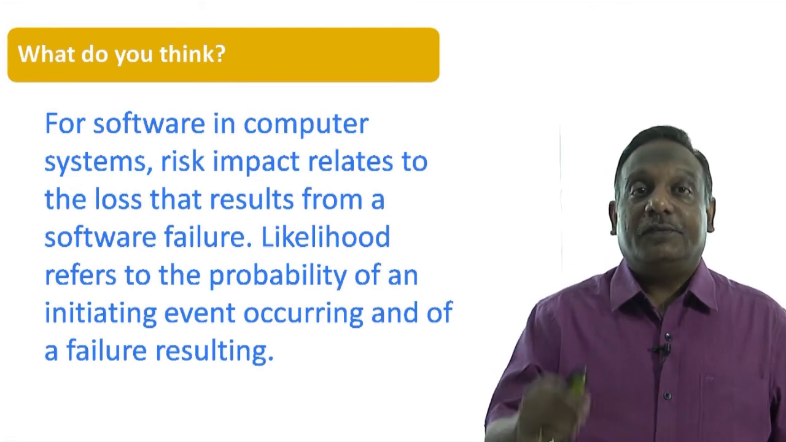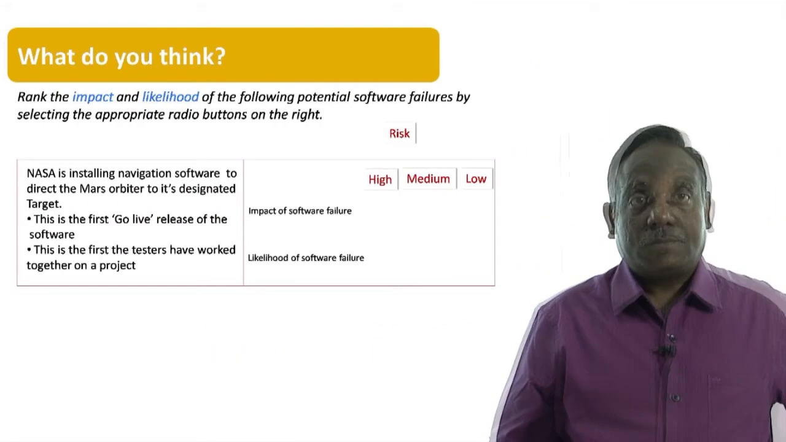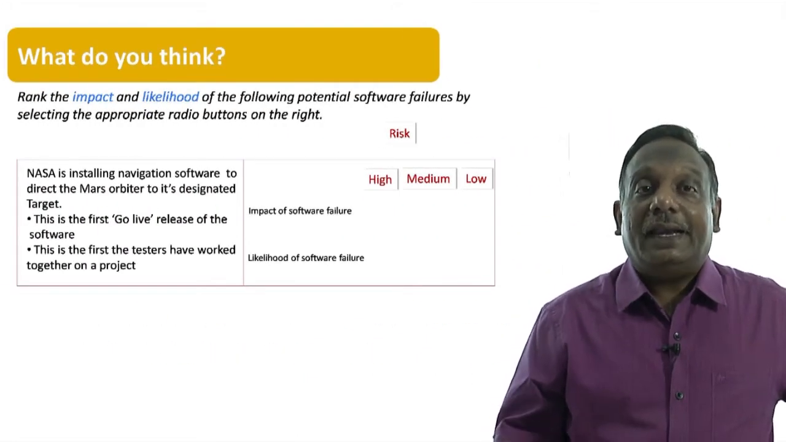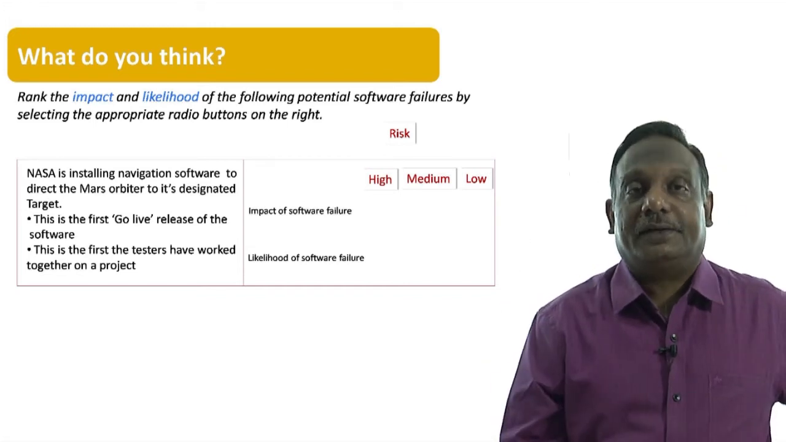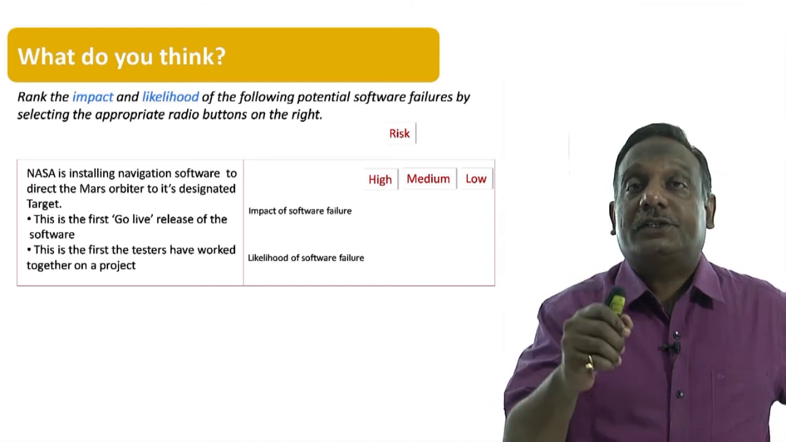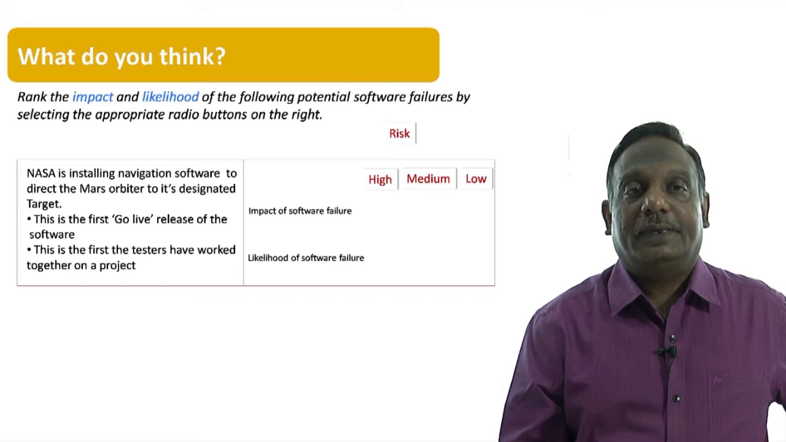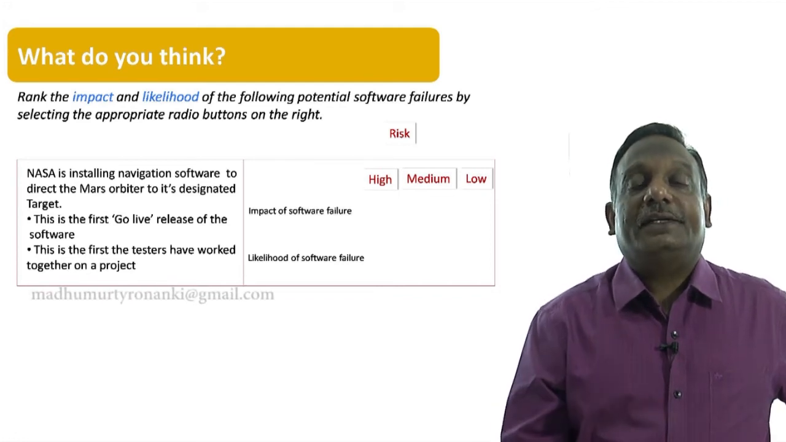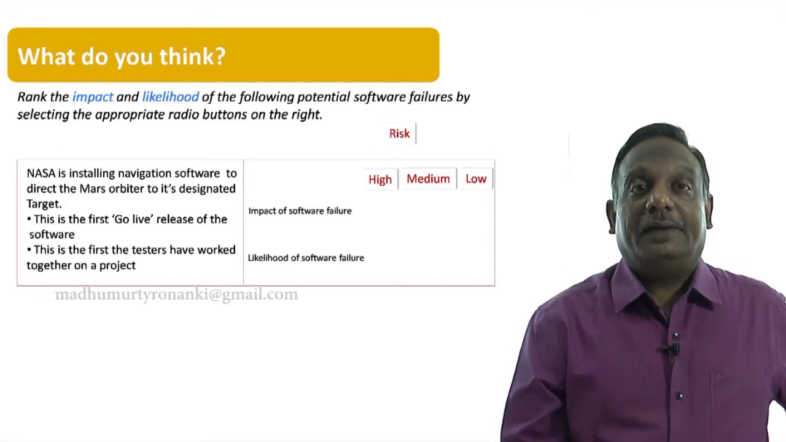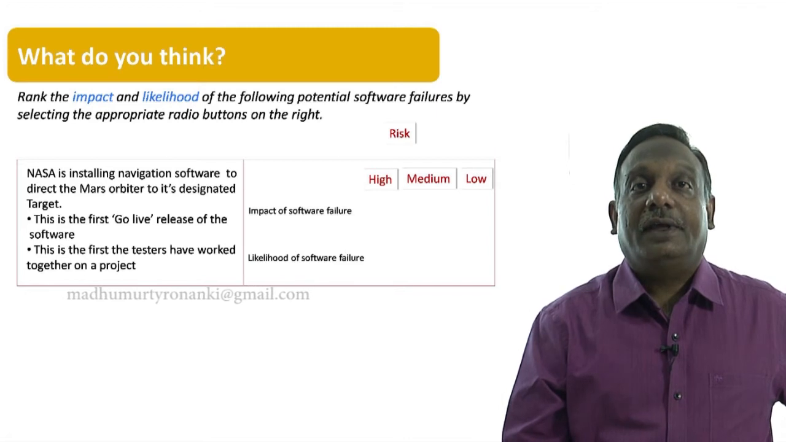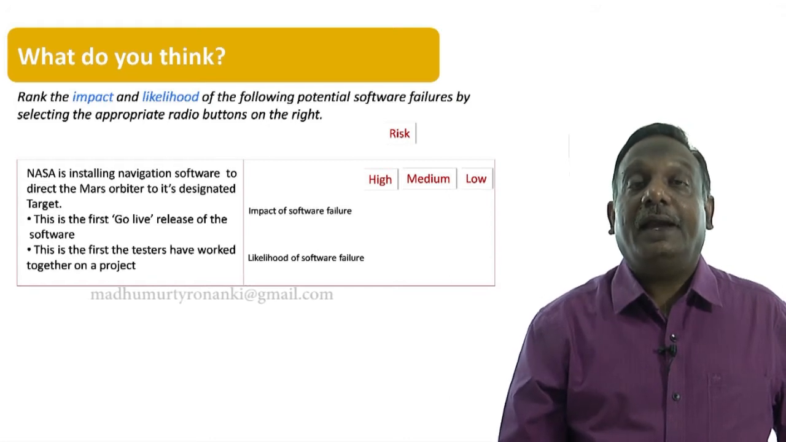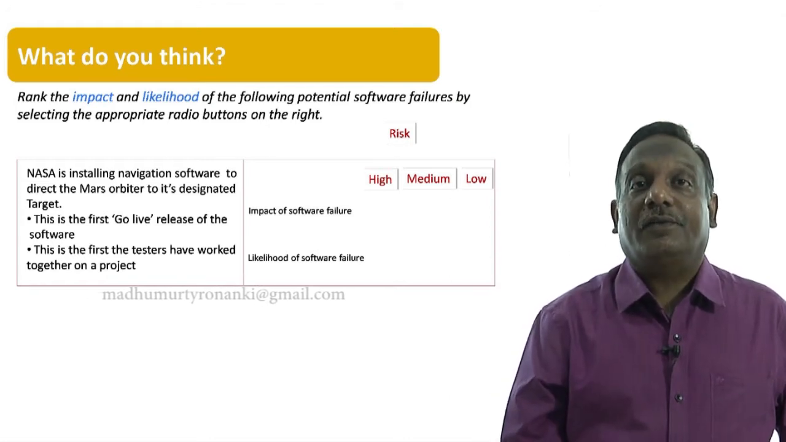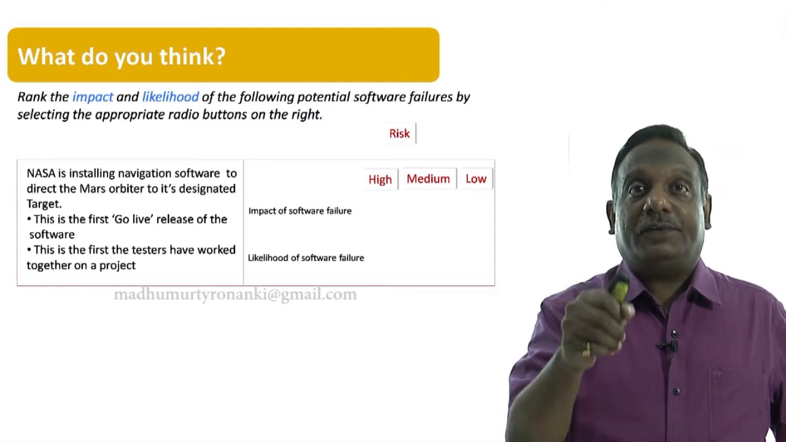The first case study says, let's say NASA is installing navigation software to direct the Mars orbiter to its designated target. This is the first go live release of the software. This is the first time the testers have worked together on this project. So NASA is developing a navigation software that will be put on a Mars orbiter and it will go to Mars. And this is the first go live release of that software, and the first time testers have participated in this team.